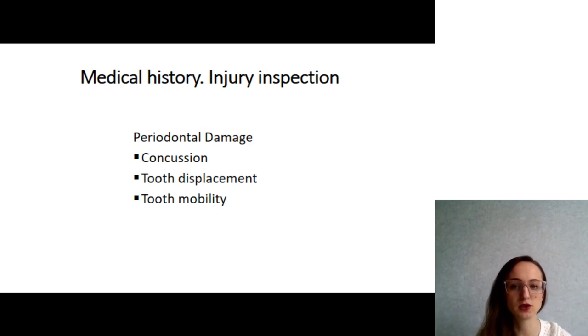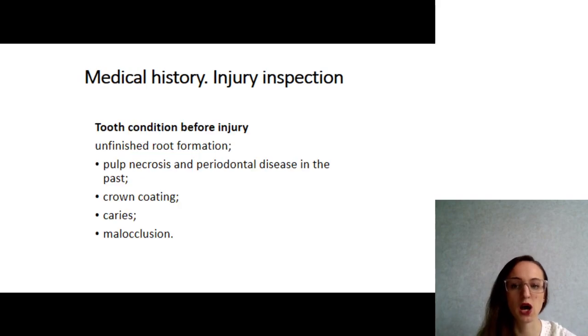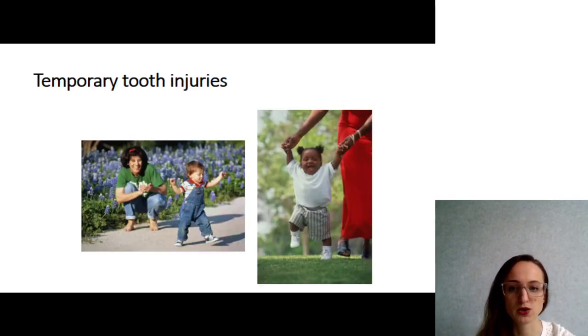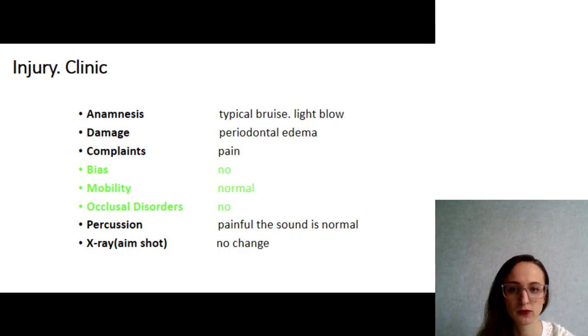Then periodontal damage, it is concussion, tooth displacement, and tooth mobility. Percussion maybe. Then tooth condition before injury, so unfinished root formation, for example, pulp necrosis and periodontal disease in the past, crown coating, caries, and occlusion, problem with occlusion. Then temporary tooth injuries and a clinic.